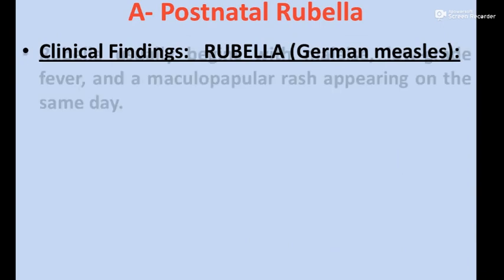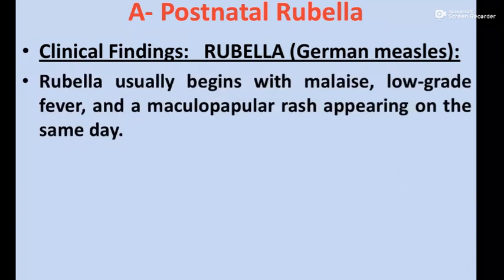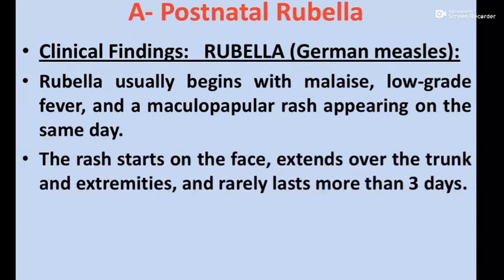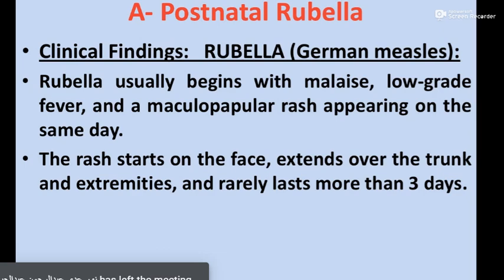Clinically, by German measles, الحصبة الألمانية, rubella usually begins with malaise, low-grade fever, and maculopapular rash appearing on the same day. Rash, very short period of rash. Rash starts on the face, extends over the trunk. بالضبط، rubella مثل measles, rash on the face, then extends on the trunk and extremities. Not more than 3 days. مرات يسموه 3 days rash.